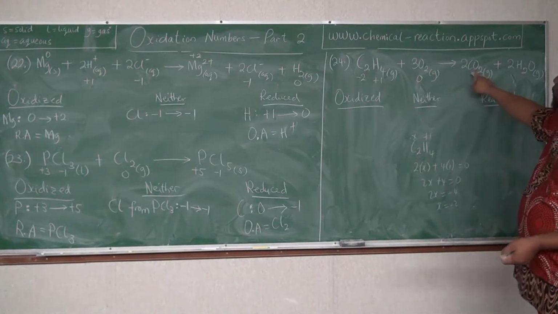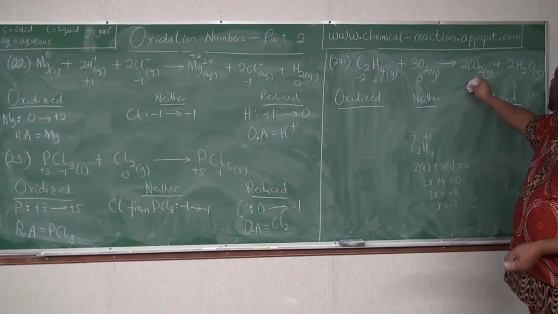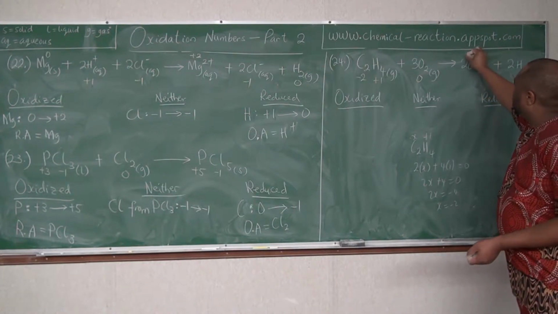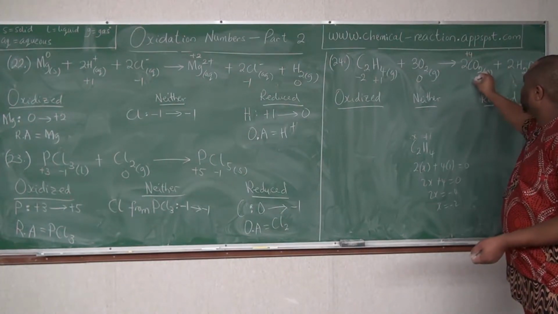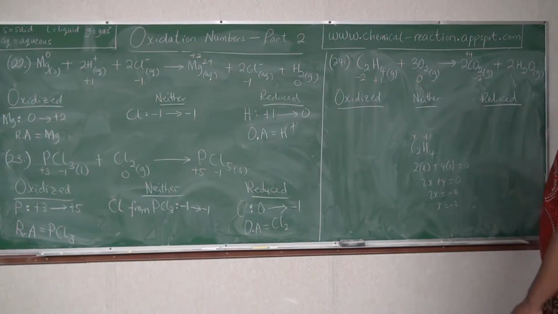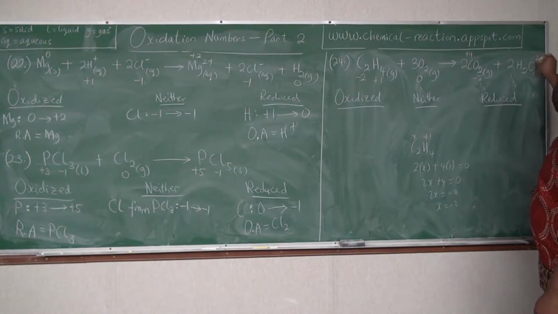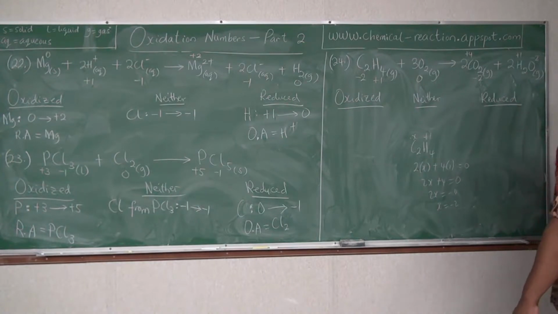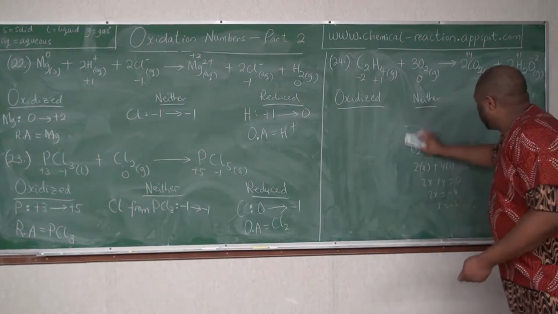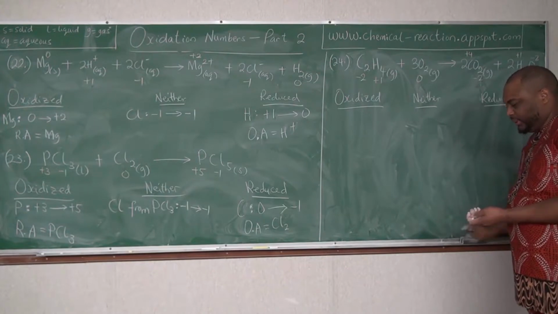Now this is carbon(IV) oxide. Carbon is +4 here. Oxygen, of course, is -2 here. Then in water, O is -2 and H is +1. Hydrogen is +1, O is -2. Okay, so let's now find out who is who.